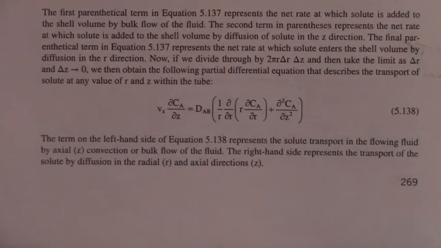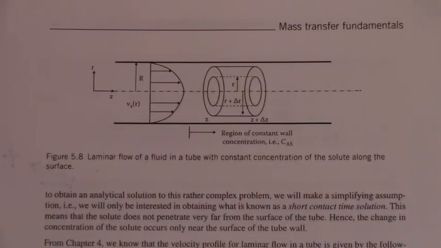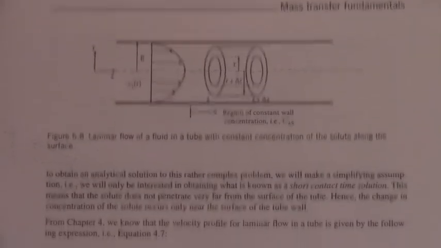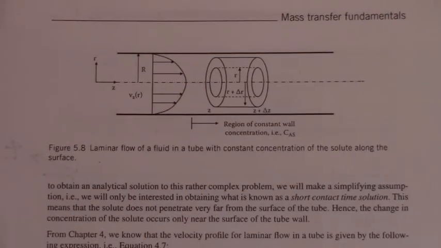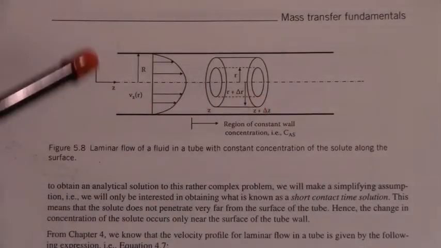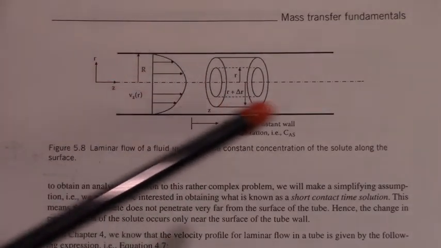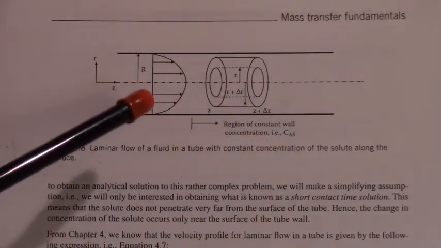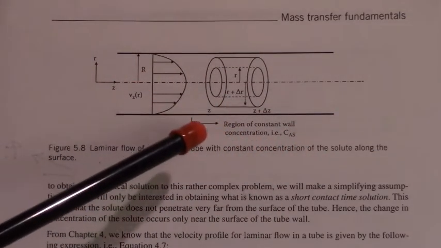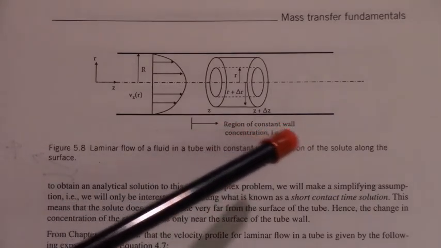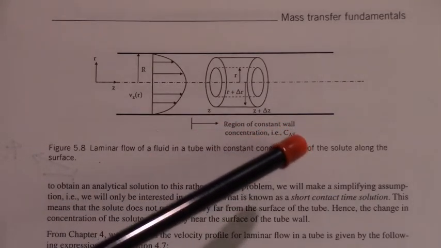So the physical situation that we're talking about is shown here at the top of the next page. What we have is a cylindrical tube. That's what the solid lines represent. And then at some distance downstream, we have a region of constant wall concentration, CAS.